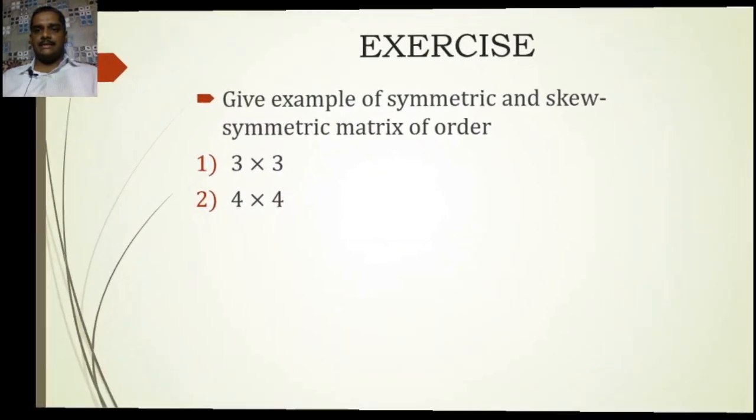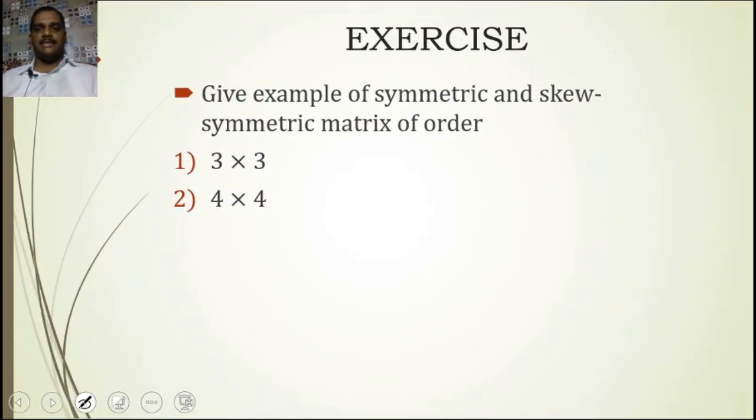So here is your exercise. You are going to give an example of a symmetric and a skew-symmetric matrix of order 3 by 3 and 4 by 4. And obviously you have to construct your own example. You are not going to give an example which is already there in the video. You have to produce your own example. And if you have any queries, let me know in the comment section.